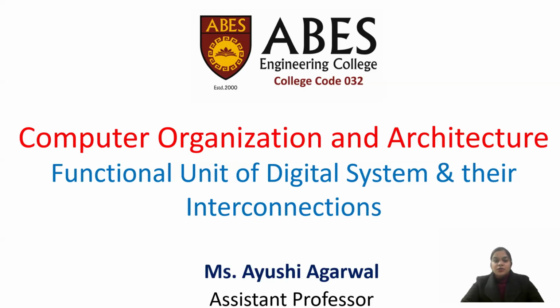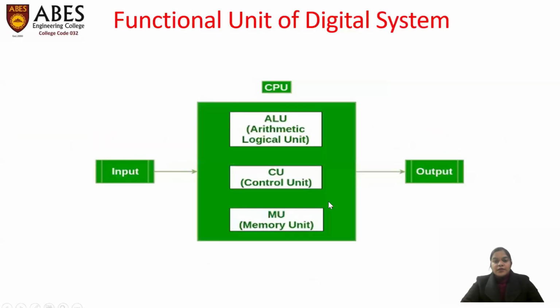Today, in this video lecture, I will be discussing the interconnection of fundamental components of a digital system. So, for that, let me brief you about the functional units of a digital system. We have already understood that the first main component of a digital system is the input unit. The second component is the CPU, or central processing unit. And the third component we have studied is the output unit.